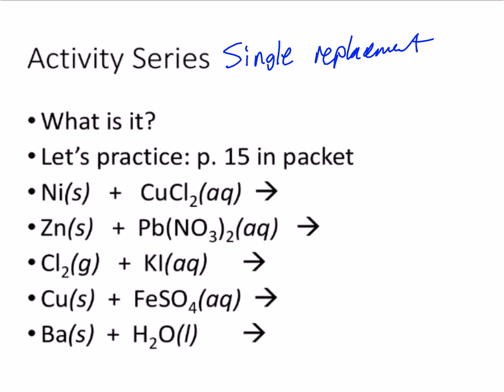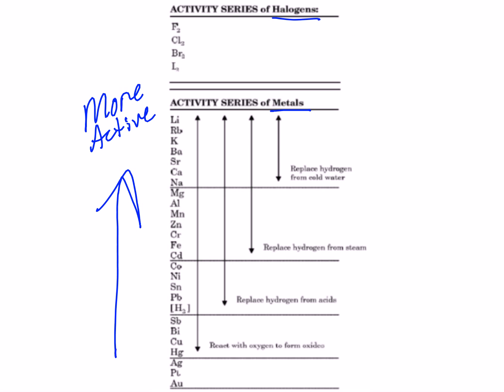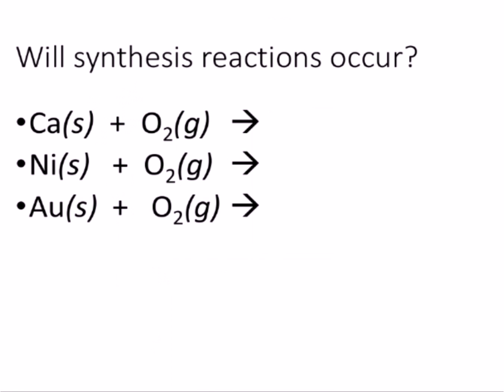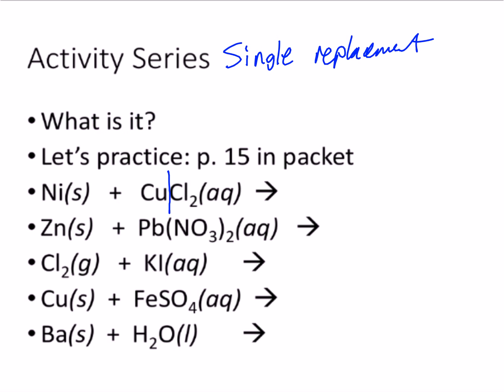So let's do one together. Nickel and then copper 2 chloride. What element, guys, in that compound is nickel going to try to replace? Right, so if we split it, it's going to replace copper. Well, let's take a look. I have nickel. The hardest part is finding it on the list. There it is. Nickel is trying to replace copper. Will it work? Yes, it will, because nickel is more active, guys. It's higher up on the chart. So, nickel is going to come in and kick out copper.